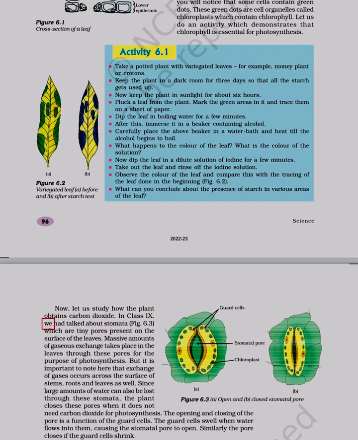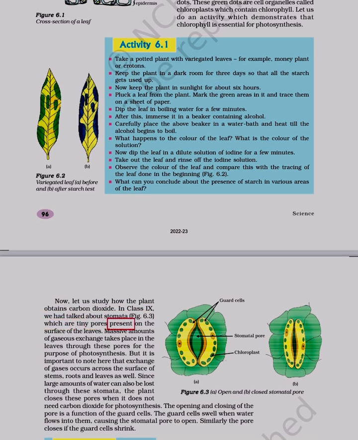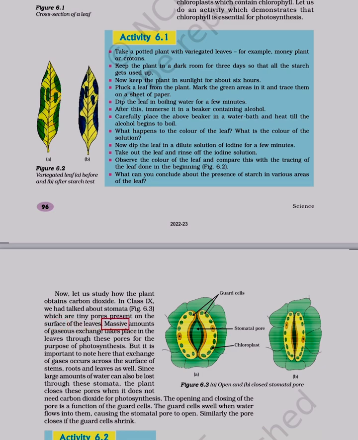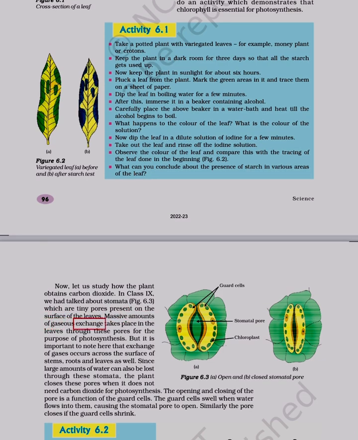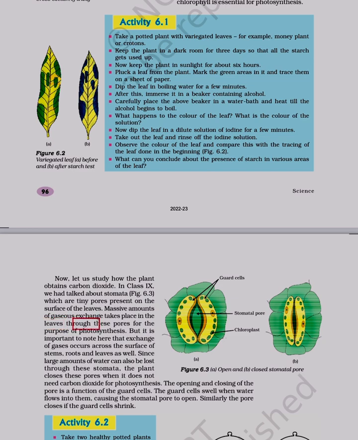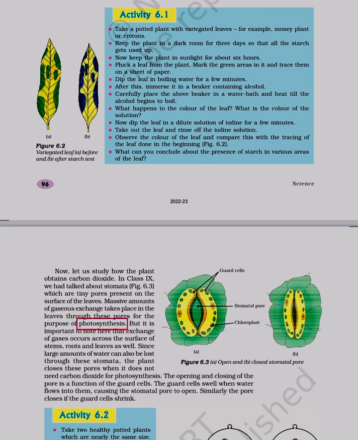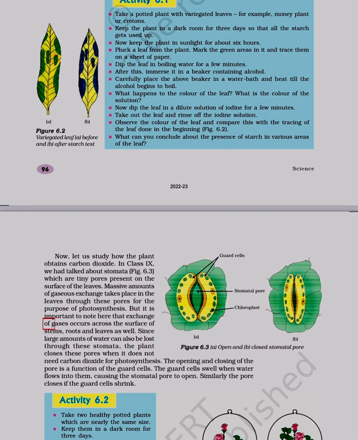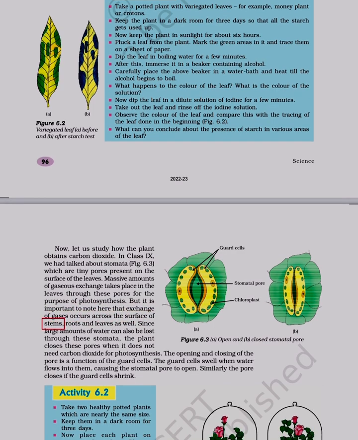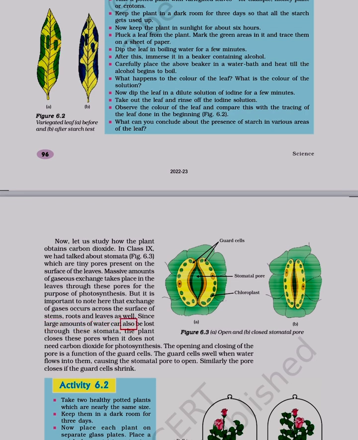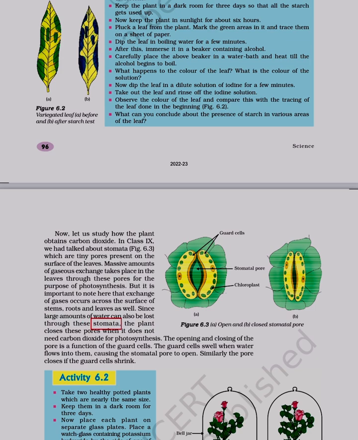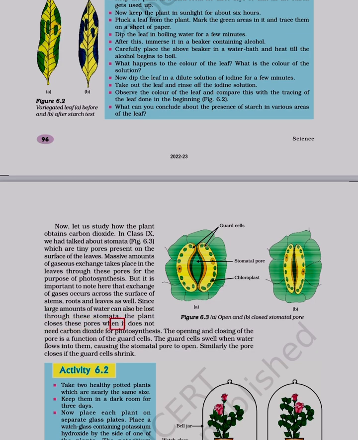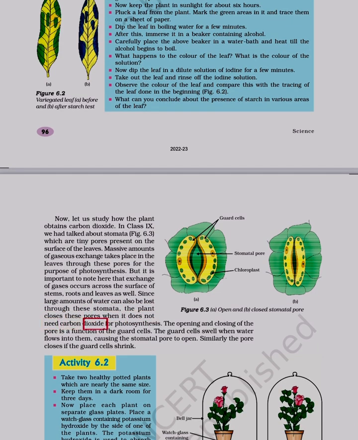In class 9, we had talked about stomata, figure 6.3, which are tiny pores present on the surface of the leaves. Massive amounts of gaseous exchange takes place in the leaves through these pores for the purpose of photosynthesis, but it is important to note here that exchange of gases occurs across the surface of stems, roots and leaves as well, since large amounts of water can also be lost through these stomata. The plant closes these pores when it does not need carbon dioxide for photosynthesis.